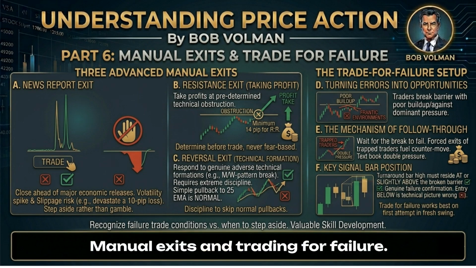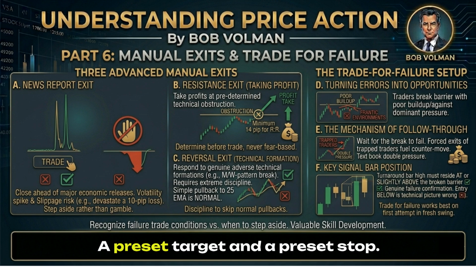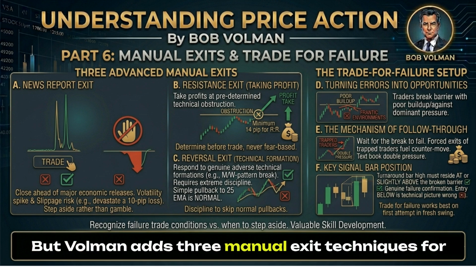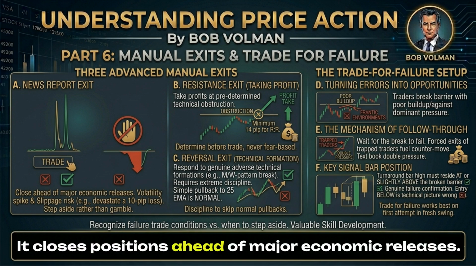Part 6. Manual exits and trading for failure. The bracket order handles trade management automatically. A preset target and a preset stop. But Volman adds 3 manual exit techniques for advanced traders. The first is the news report exit. It closes positions ahead of major economic releases.